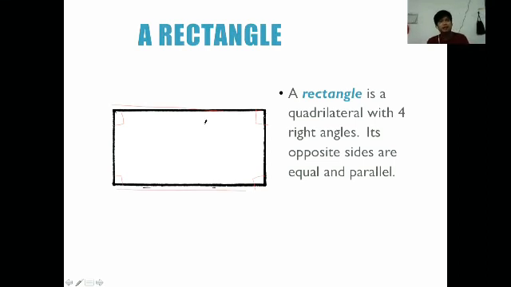Ibig sabihin ng parallel, kahit na i-extend mo yan na diretso, yung sa infinity, never sila mag-intersect. So, itong side na to, itong side na to, parallel. Tapos itong side na to, side na yan, parallel. So, that is a rectangle. Ang rectangle may apat na right angles, tapos dalawang pares ng parallel sides. Next.